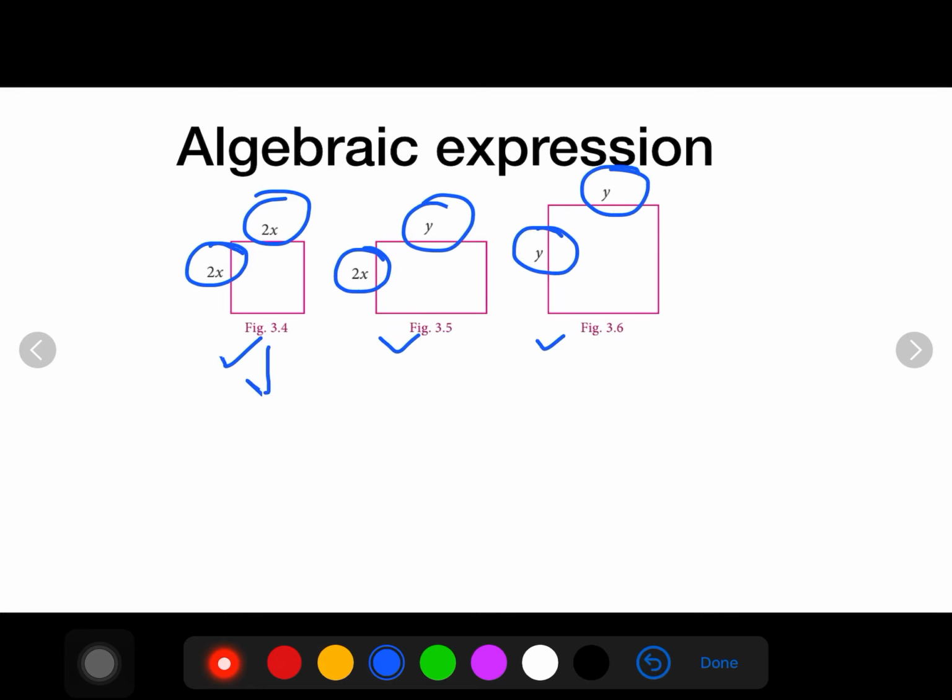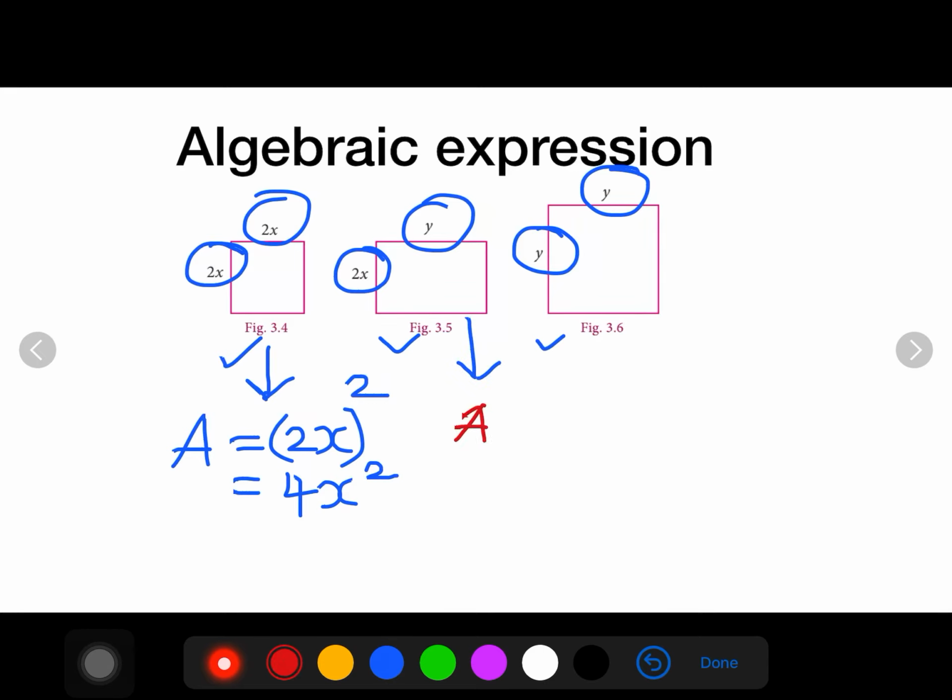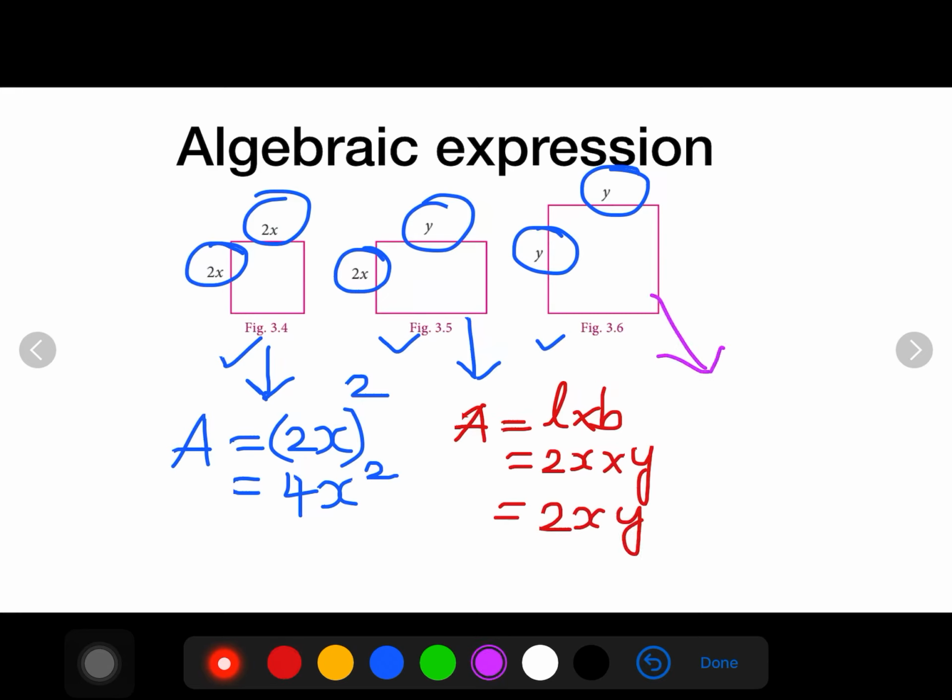First we'll find the area of this figure. What is the area of a square? Area of a square is side into side, which means 2x the whole square. Therefore, the area will be 4x square. Now this is a rectangle. What's the area of a rectangle? Length into breadth, L into B. So here it is 2x into y, which is 2xy. And the area of this last figure, again a square, is y into y, which is y square.